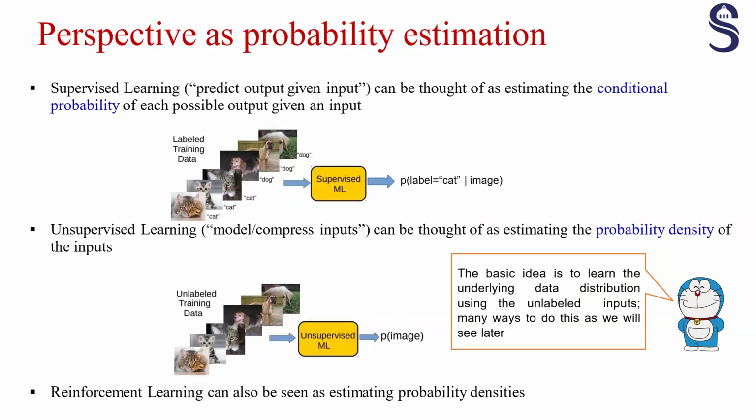Now, if you try to convert this in terms of probability, right? In supervised learning, we are trying to see what is the probability of the given label, that it's a cat, when any such image is given. Whereas in unsupervised learning, you are trying to know the probability of that image. And here, the decision making is based on the probability density of the inputs, rather than any label, because labels are not available here.